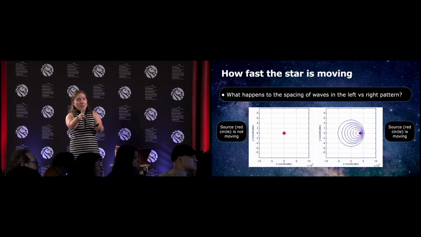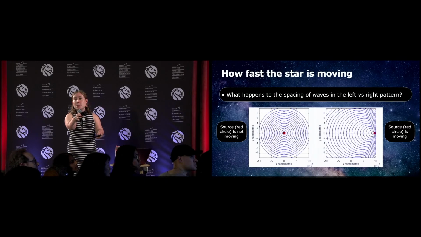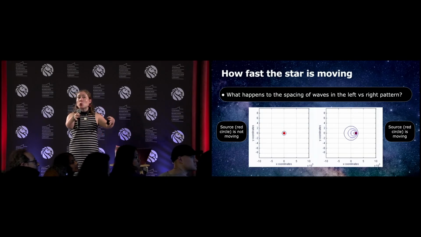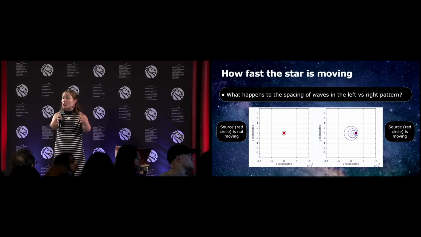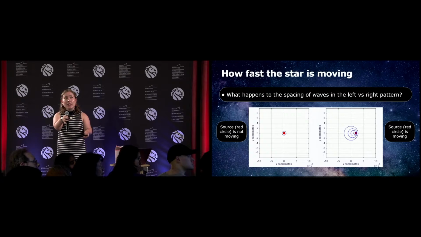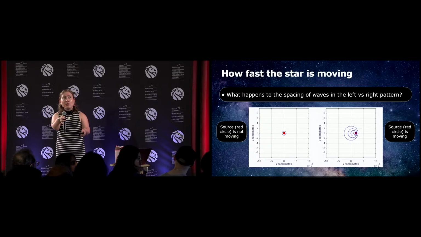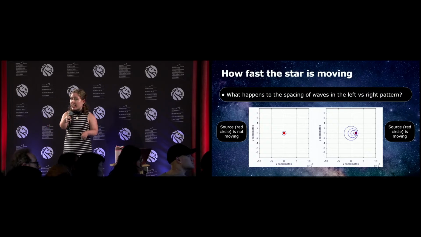So on the left, where the source is not moving, the waves are evenly spaced out as they leave the source. So if a star is not moving, or you're not moving and the truck is not moving, you would hear the same pitch of sound the whole time. But on the right, where the source is moving, the waves in front of it get squished together, and the waves behind it get spread out a little bit. This happens both to sound and to light.